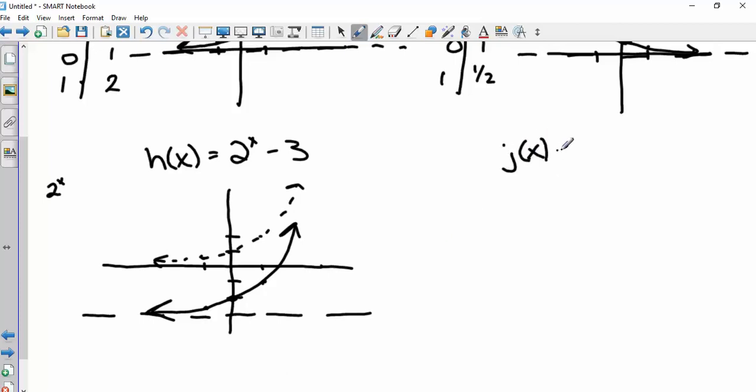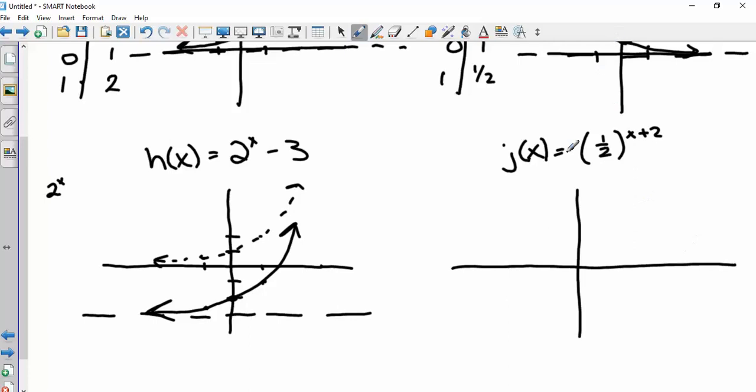The last one. So start with the parent function, which we already graphed. Negative 1, 2, 0, 1, 1, 1/2. What's the transformation this time? Left 2. So will my asymptote move? No.